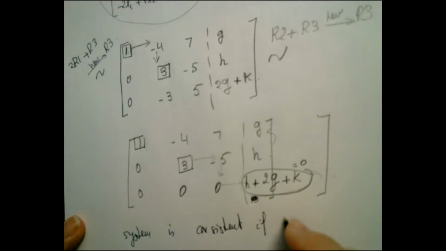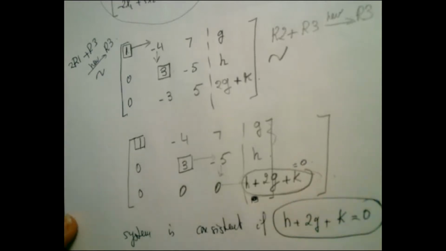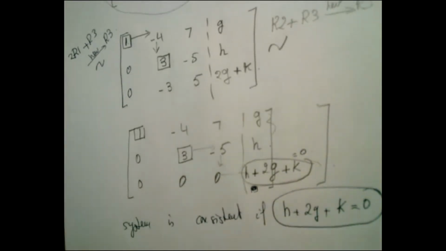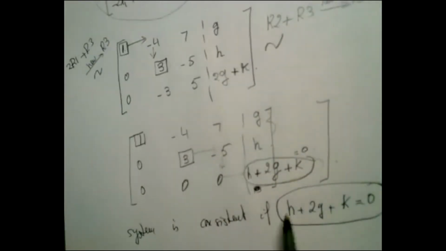if H plus 2G plus K is absolutely equal to 0. That's what will cause the inconsistency. If this term is not 0, then I will have 0 equal non-zero term. The system will have no solution. So now I have the condition.